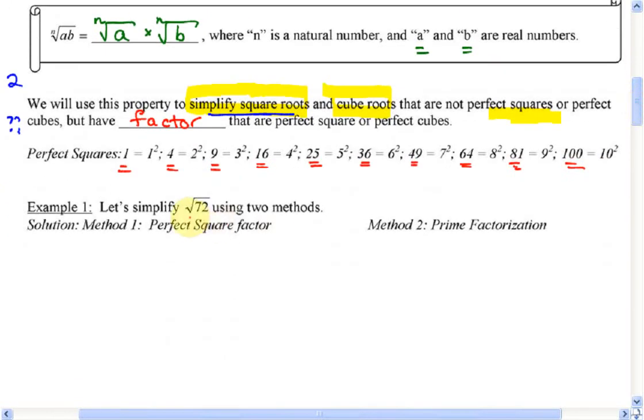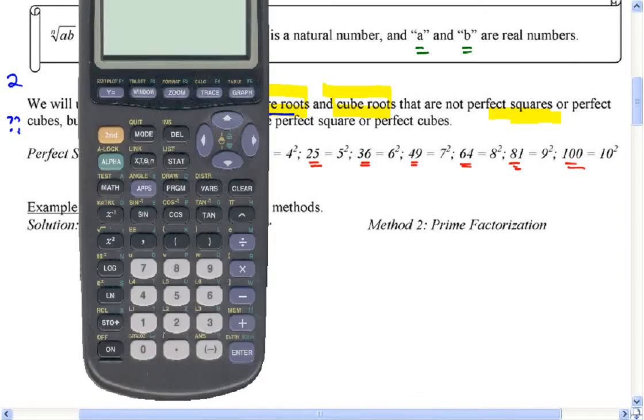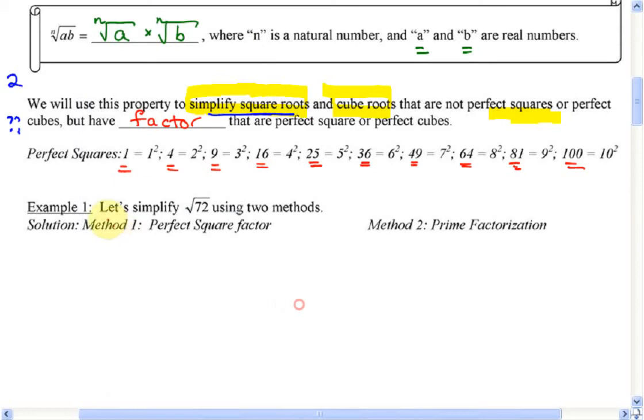I'm going to ask you to simplify root 72. I'm not going to say, go ahead and type in 72 and get the decimal. I don't want decimals anymore. I want a simplified form of this square root or radical. I'm going to show you two ways of doing this, and then after the two ways, you can decide which one you like better. Here's what I call the perfect square factor method.